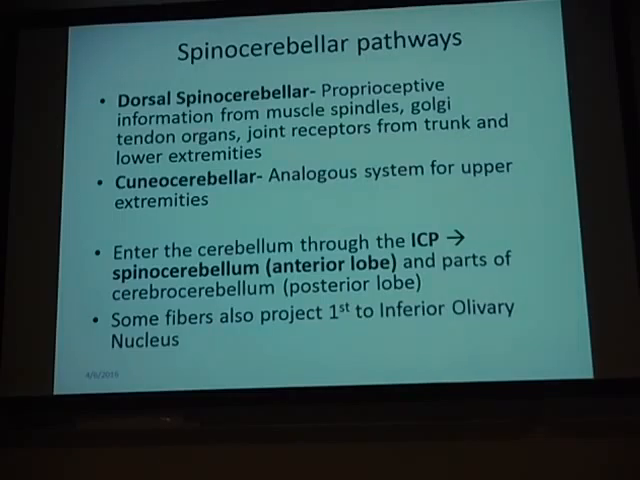Because again, probably the 3rd time I've said it, the cerebellum does not directly project to the spinal cord. The spinal cord will project directly to the cerebellum. So information's in through the ICP primarily to the spinocerebellum or the anterior lobe. It will also project to parts of the posterior lobe. That's the cuneo-cerebellar tract, goes to the posterior lobe. You don't need to know that. And again, some fibers will also project directly to the inferior olivary nucleus.